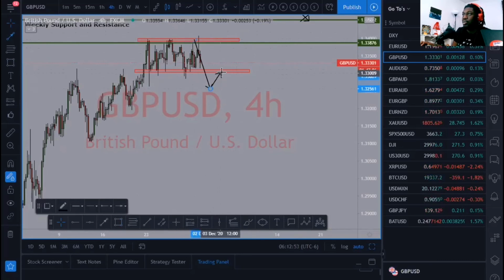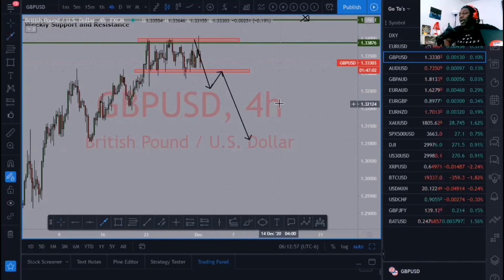Breakout, retest, and then continue to the downside. That's what I would rather want to personally see on GU right now, because like I said, it's just been consolidating up here for a while now, and it's not the prettiest to get into.